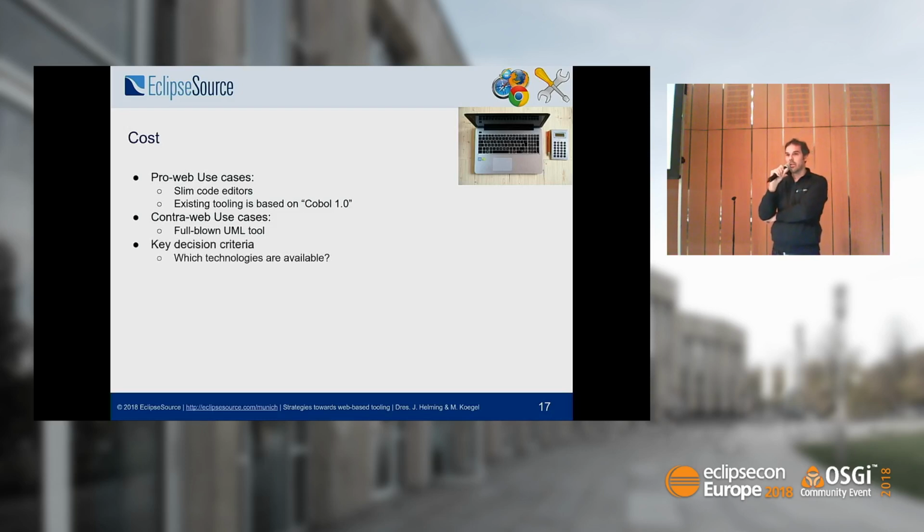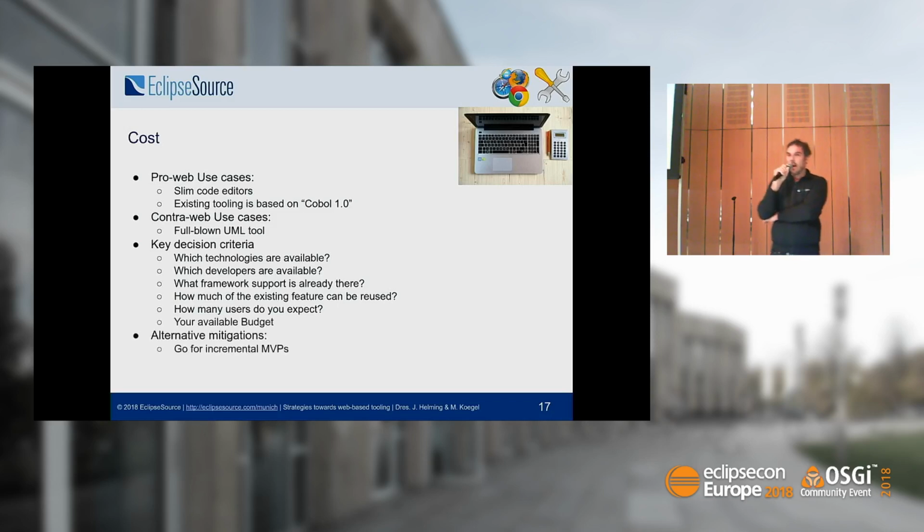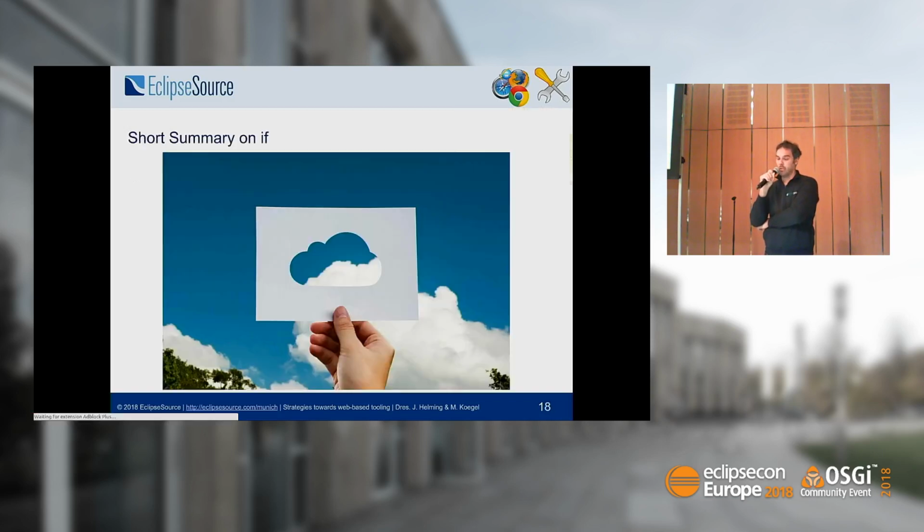Now, decision criteria, which tools are there, which developers do you have in your team, what frameworks are already there, and how many of the existing features can be reused. And of course, how many users do you expect? The more, the more money you can probably spend. As alternative solutions or as good mitigations, we suggest you to go for minimal viable products and go in an incremental approach, and Maximilian will go into detail about that procedure now.